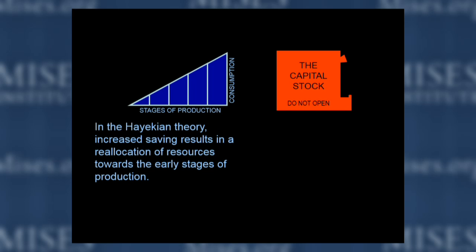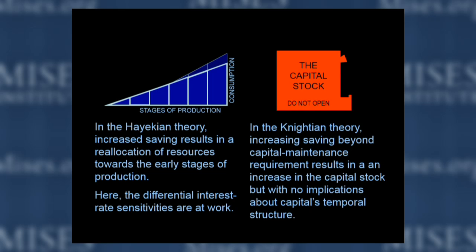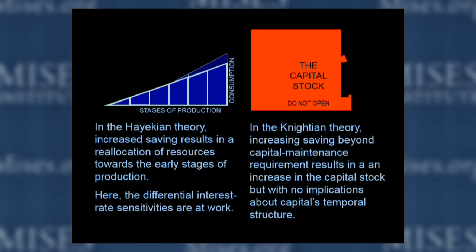So in Hayekian theory, increased saving results in a reallocation of resources towards the early stages of production. Here the differential interest rate sensitivities are at work, okay? In the Knightian theory, increasing savings beyond capital maintenance requirement results in an increase in capital stock, but with no implications about the capital's temporal structure, because there was no time structure in the capital stock in the first place. So in that case, it would be growing, but with no tilt towards bigger savings.